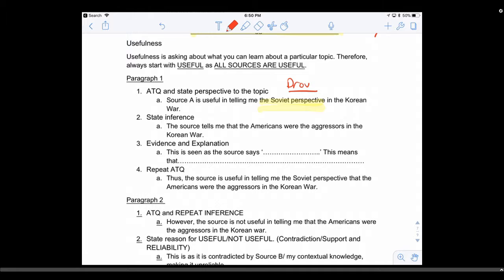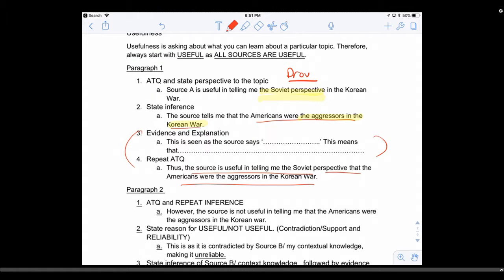Then you state your inference: it tells me Americans were the aggressors. Again, I have my clear topic here relating to the main issue of the whole source-based case study, which is who are the aggressors in the war. Now here you tell me it's the Americans, right? Then same thing, do give me evidence, give me an explanation, and finally repeat: thus, the source is useful in telling me that the Soviet perspective is that. So always conclude the paragraph.